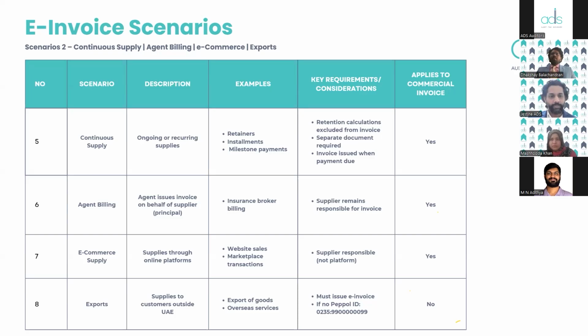Now the last scenario is exports. Let's say you are sending supplies to customers outside the UAE: export of goods, overseas services. Then you must issue an invoice. And in case your buyer doesn't have a control ID, a unique ID must be used, which is on the screen, which is basically 0235 9900000099, and it doesn't apply to commercial invoice.